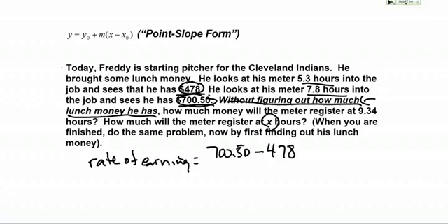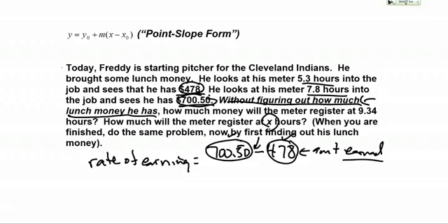And notice, by the way, that by subtracting here, this is the amount earned in that amount of time. This difference, whatever that number might be, is not going to have anything to do with his lunch money, because we know that his lunch money is contained within that $700.50, and we also know his lunch money is contained within that $478. When we subtract, whatever that lunch money was in here and in here gets subtracted out. So all that's left is what he's earned over that period of time.